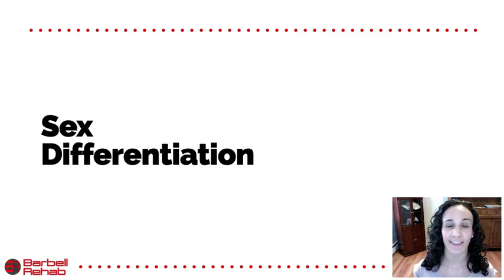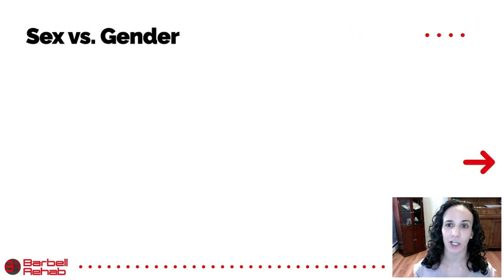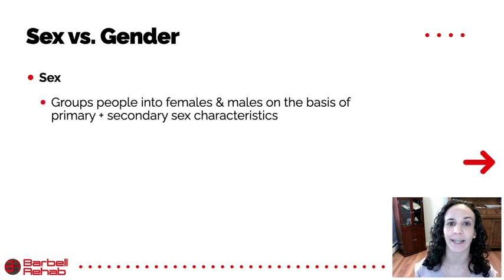Starting off here with sex differentiation. I wanted to start off here and just discuss how we even become males and females in the first place. But let's talk about sex versus gender. And so sex groups people into females and males on the basis of primary and secondary sex characteristics.